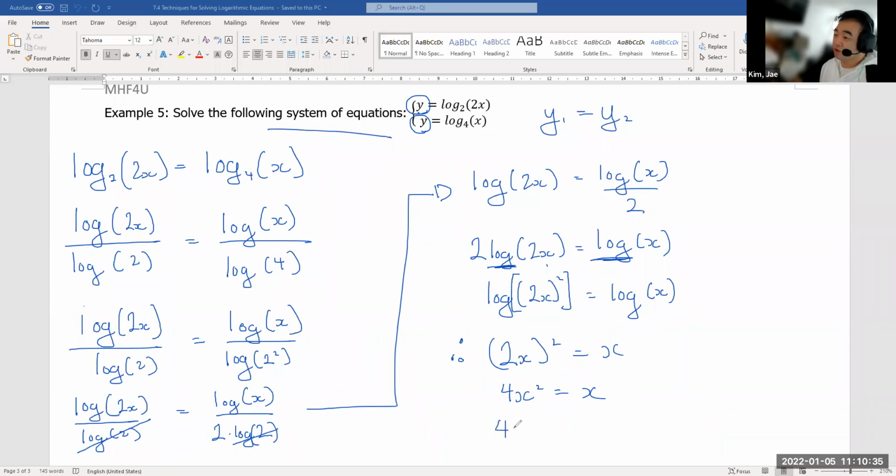And if I were to solve it, I'm going to continue on. 4x squared minus x equals 0. What values of x make this work? And all of a sudden, it becomes a normal quadratic.